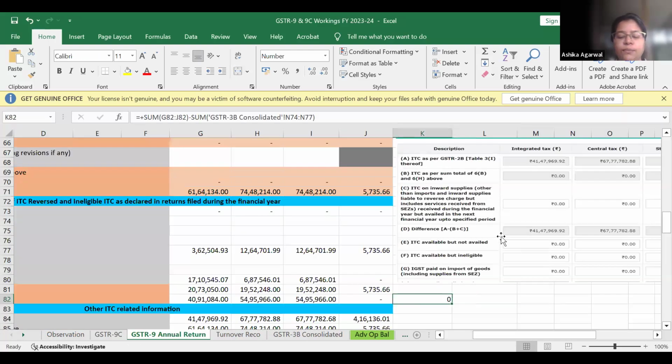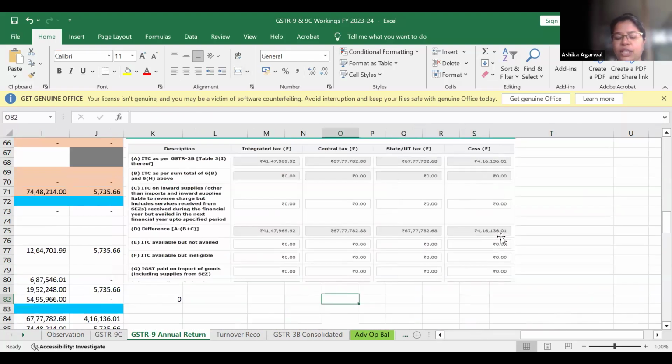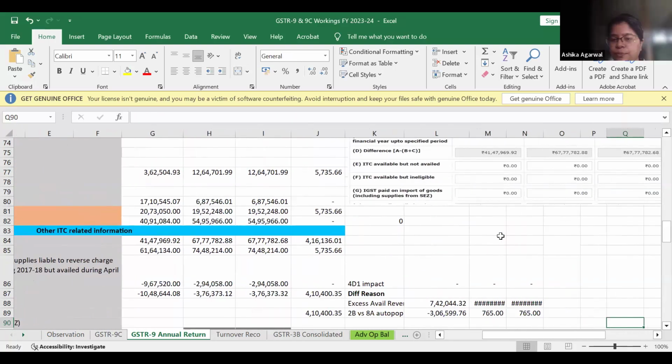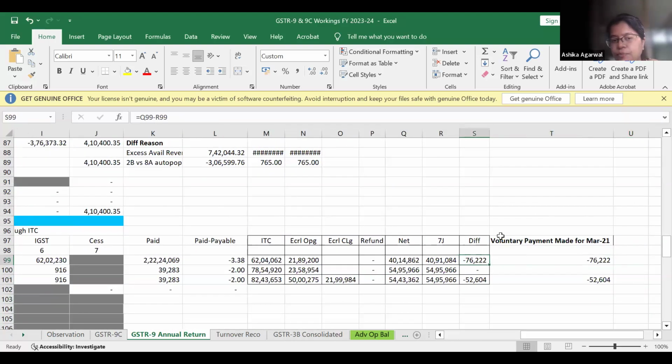Now coming again, one more check he discussed. This is ITC availment of table 6 matching with GSTR 3B. Then he talks about the electronic credit ledger. Now we do one more check based on the electronic credit ledger.